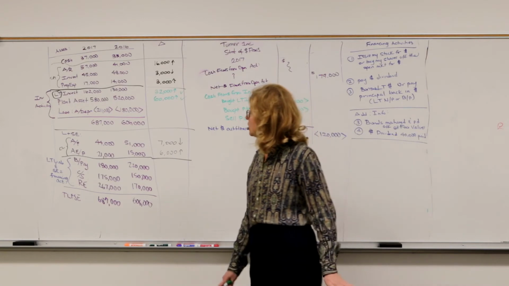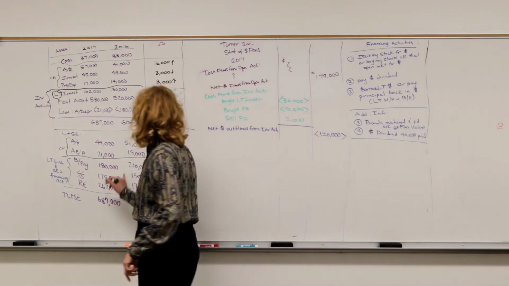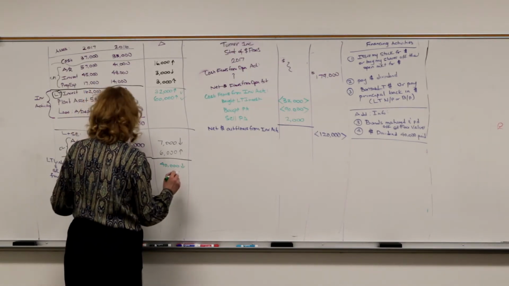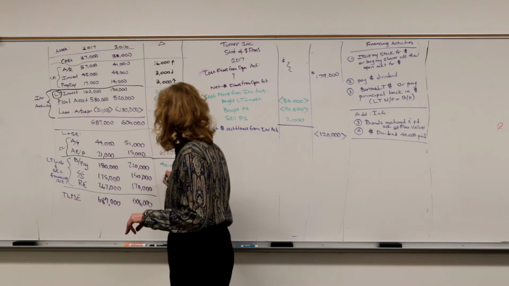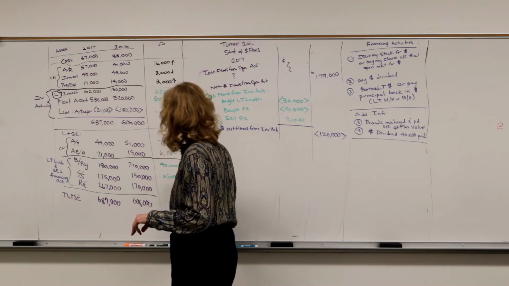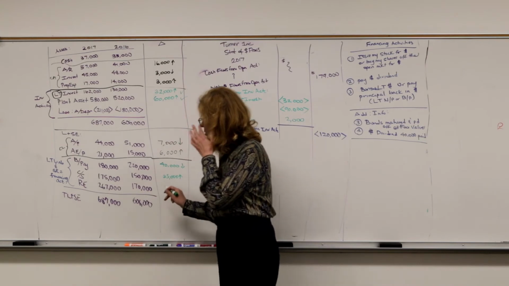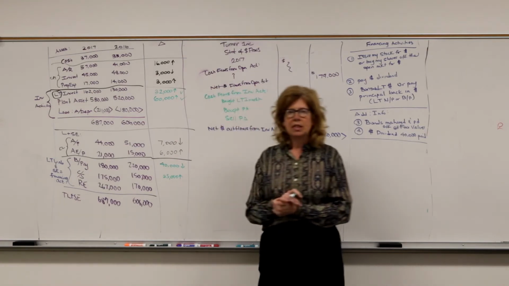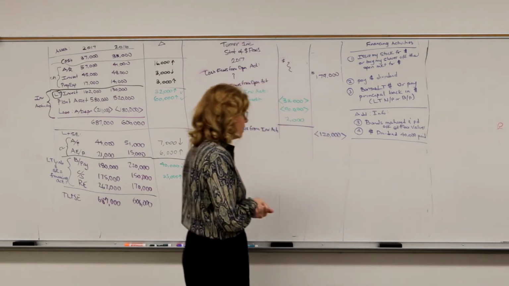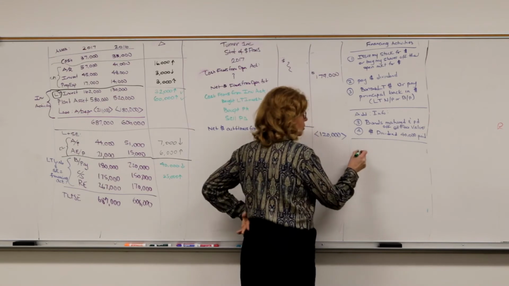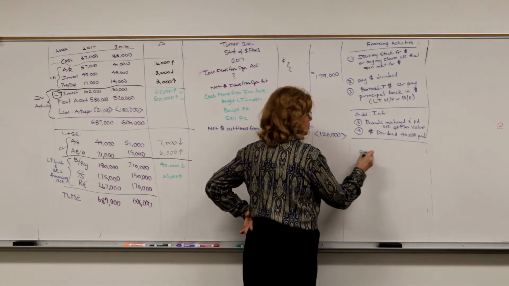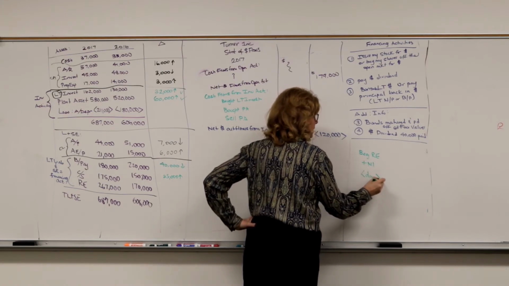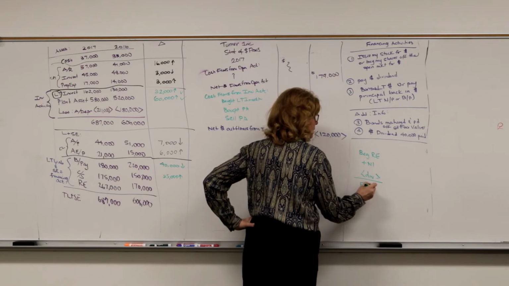So let's go ahead and look at the differences. So it appears that my bonds payable decreased $40,000. My common stock apparently has increased $25,000. And then my retained earnings has gone from 170 to 267. So let's look at retained earnings first. Do you agree that beginning retained earnings plus net income minus dividends equals ending retained earnings?